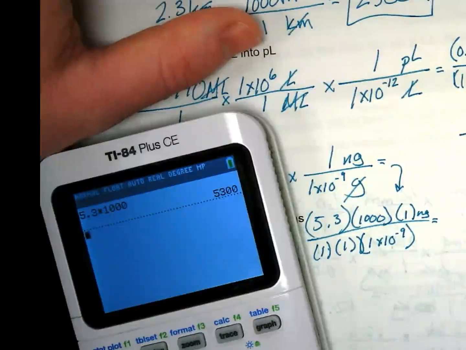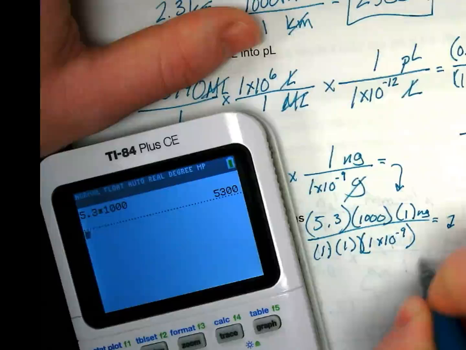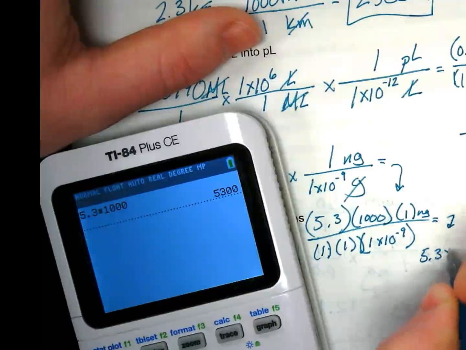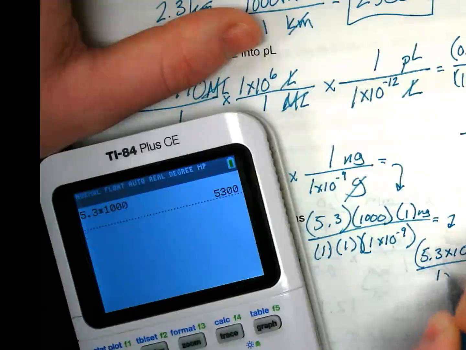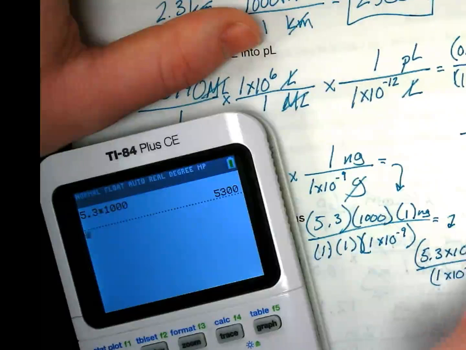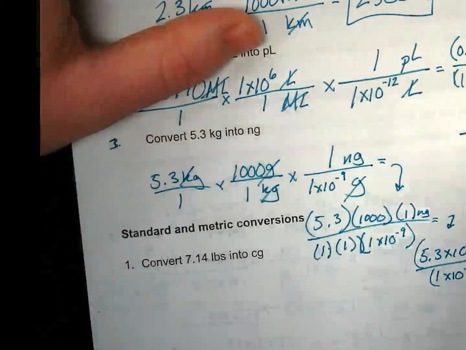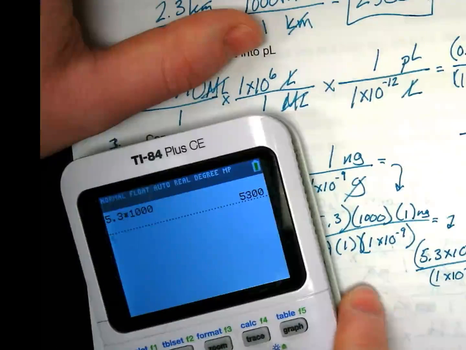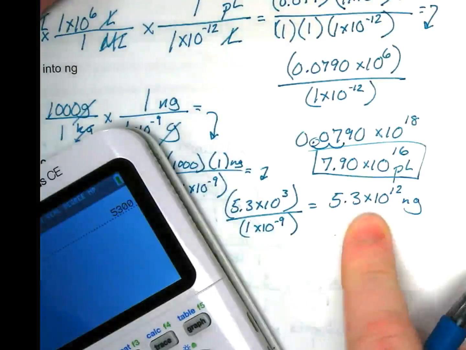Now you could do this by hand. What you could do here is have 5.3 times 10 to the 3rd power over 1 times 10 to the negative 9th. So 3 minus a negative 9 is going to give us 12. So it would be 5.3 times 10 to the 12th power nanograms. So what I got over here is going to be the answer, 100%.